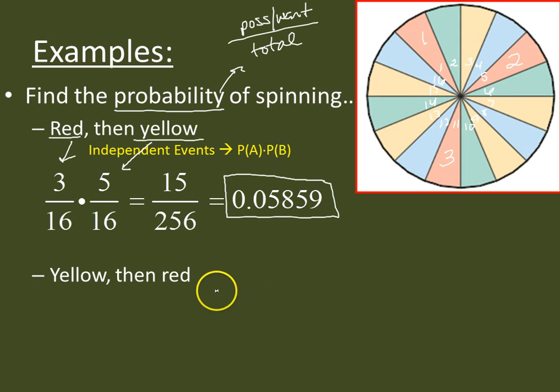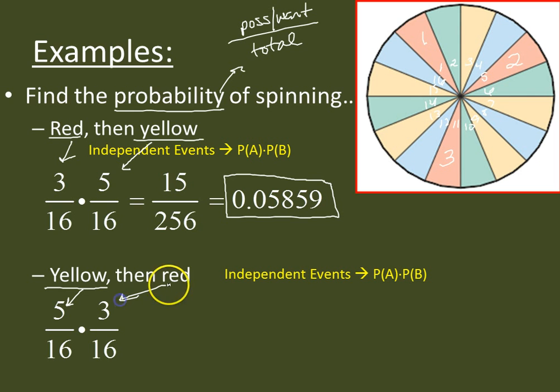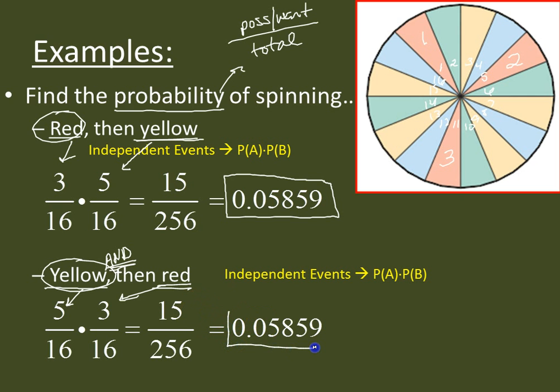How about the probability of spinning a yellow then a red? Well, we just kind of talked about this one. It's just backwards. What's the probability of a yellow? 5 out of 16. What's the probability of a red? 3 out of 16. And I want to spin a yellow and then a red. So this is still multiplication. So is the answer going to change? Even though we went from red to yellow and then yellow to red, since this is and this is multiplication, we get the exact same answer. So your probability does not change.